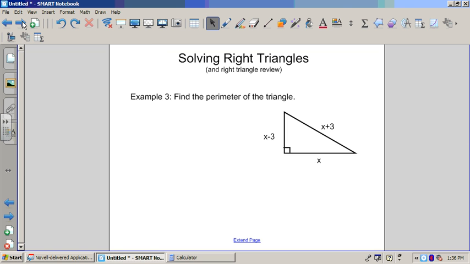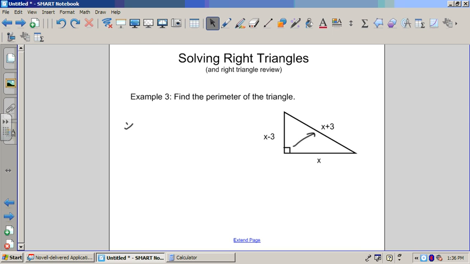Example 3, let's see what we've got. It asks us to find the perimeter of the triangle. This time I'm only given one angle measure, and that's that I have a right triangle. I've got three sides, so I'm going to have to use the Pythagorean theorem. Well, the x plus 3 has to be the biggest side. It's the one that's opposite the 90-degree angle. So let's work this out.